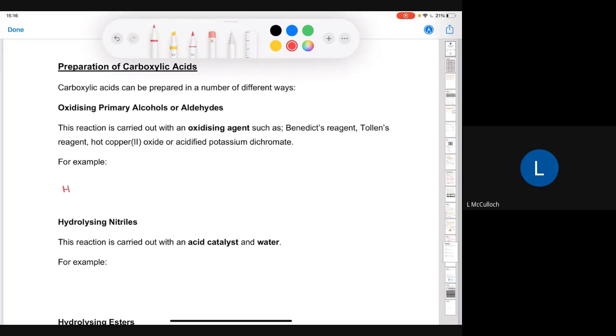For example, I'm going to take the primary alcohol ethanol. We are going to oxidize that to an aldehyde, which would be ethanal in this case. And then we are going to further oxidize it to our carboxylic acid, which would be ethanoic acid, like so.